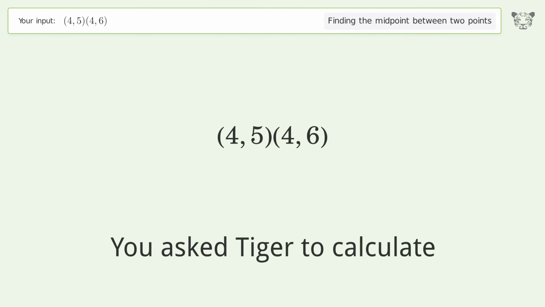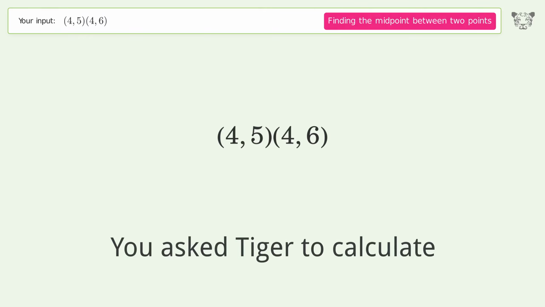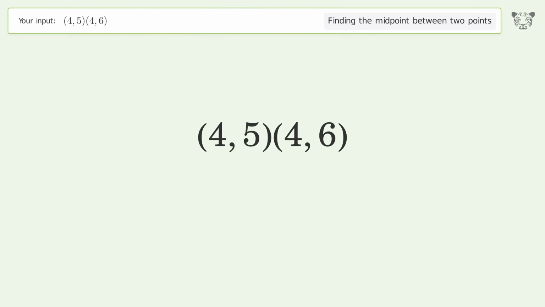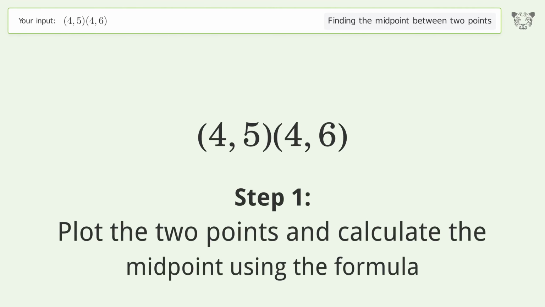You ask Tiger to calculate. This deals with finding the midpoint between 2 points. The midpoint between the 2 points is 4, 5.5. Let's solve it step by step. Plot the 2 points and calculate the midpoint using the formula.